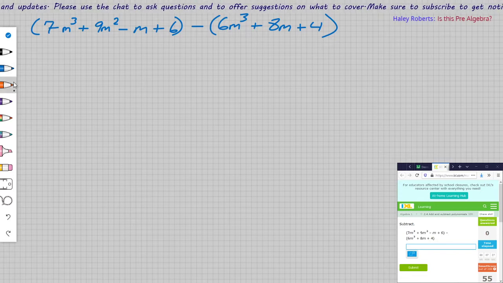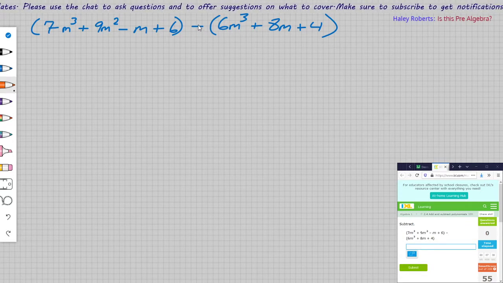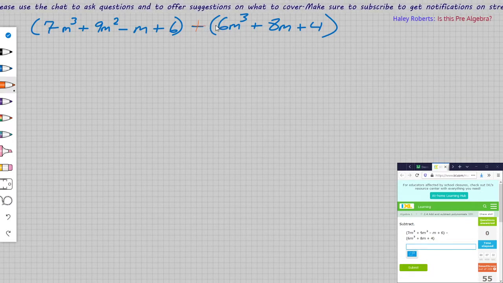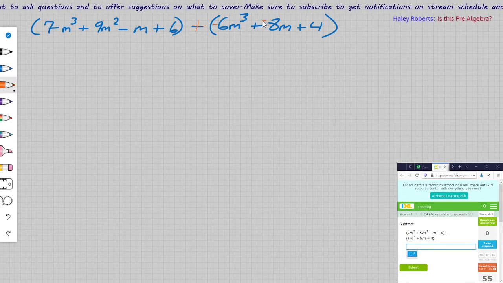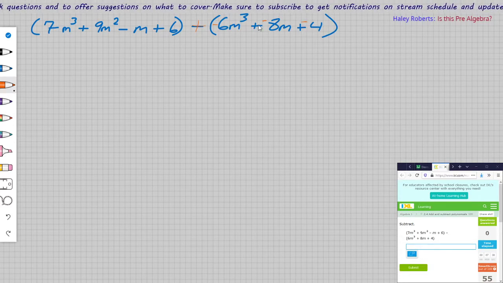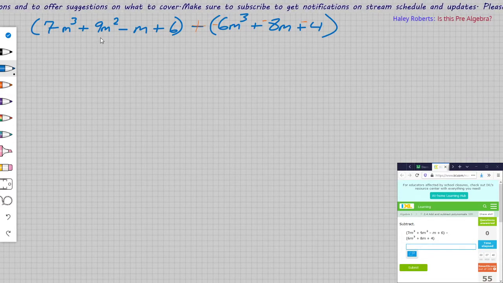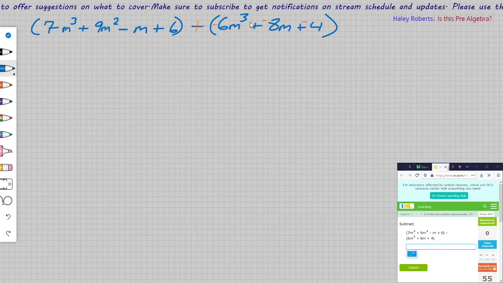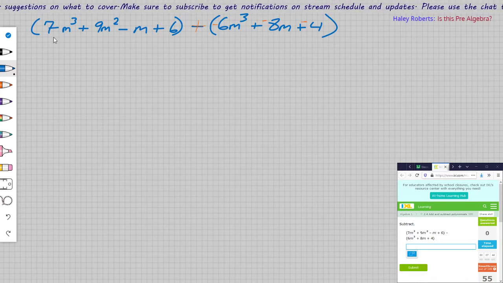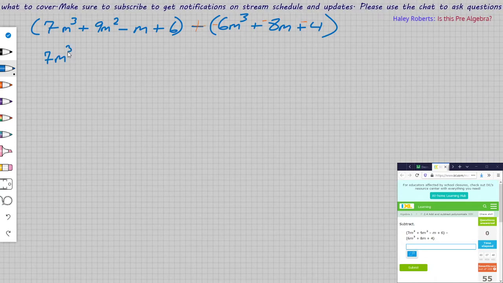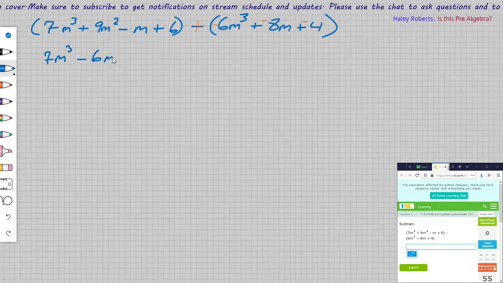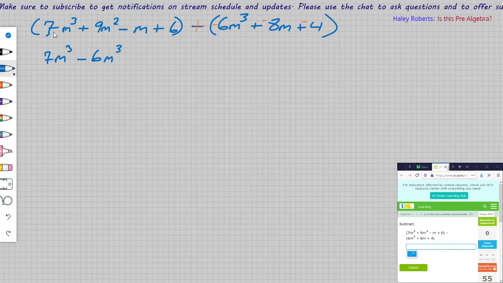And then I said with subtraction, you're just going to add the opposite. So I'm going to go ahead and change these signs real quick. So that's going to be a plus, minus. Instead of making this a minus, I'll just add the little negative right there, and then add the little negative right there. And then we're going to combine our like terms. So 7m cubed, negative 6m cubed, those are the same degree. So we're going to have 7m cubed minus 6m cubed. So those are done.